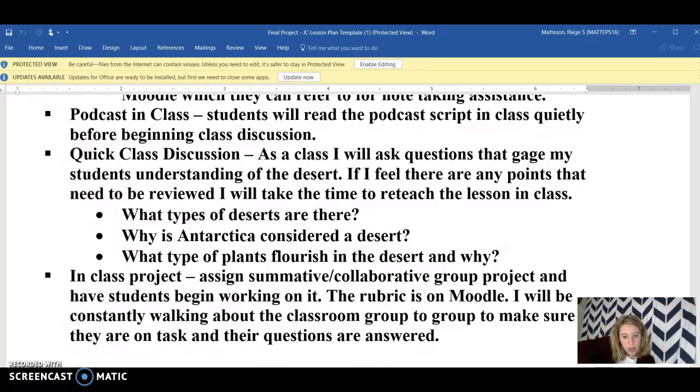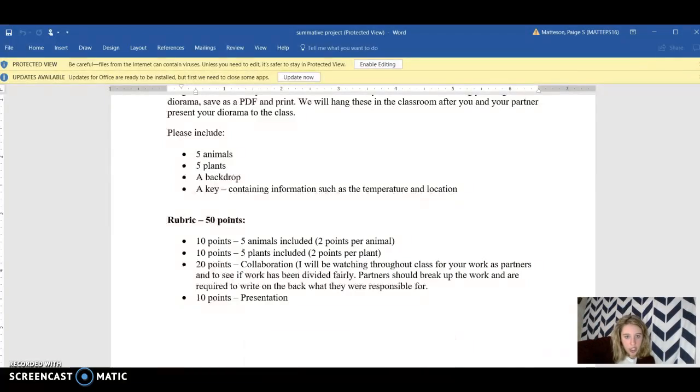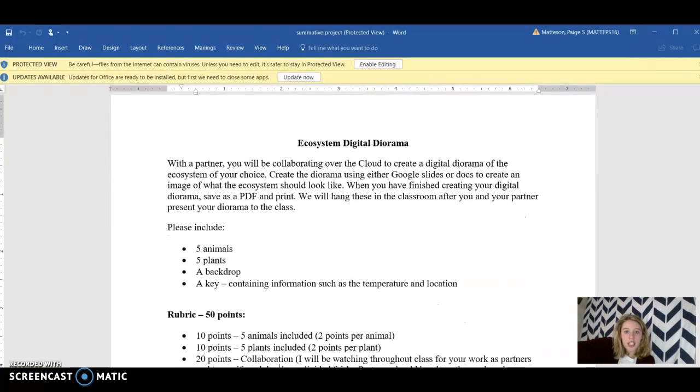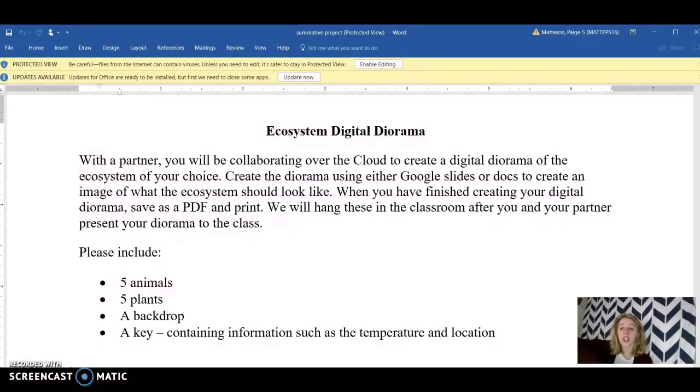I'm just going to pull up my rubric here for the summative project real fast. So it's an ecosystem digital diorama. Pretty much I'm going to have them make a diorama online. I think this is really cool. They're going to use the cloud and collaborate, each partner. So I was thinking they could break up their project. One person could take animals, one person could take plants, one person could do the backdrop, and one person could do the key.